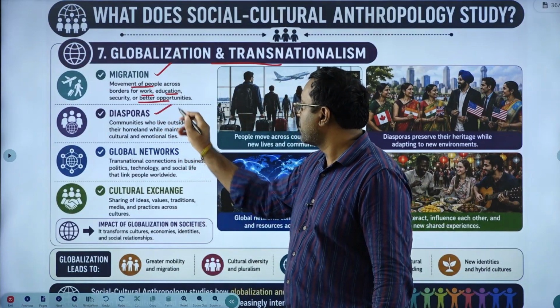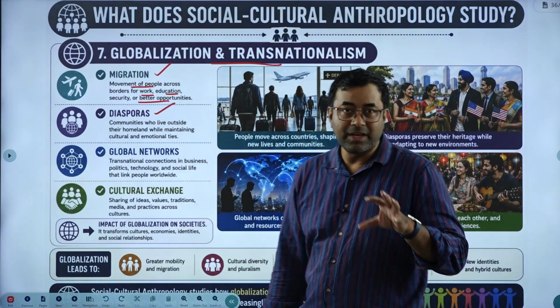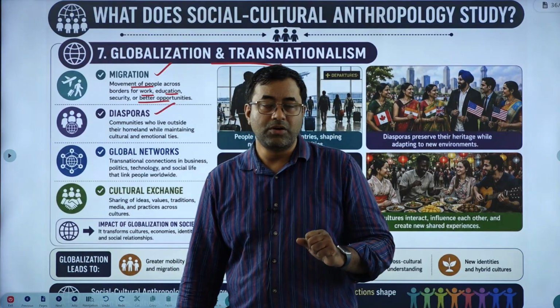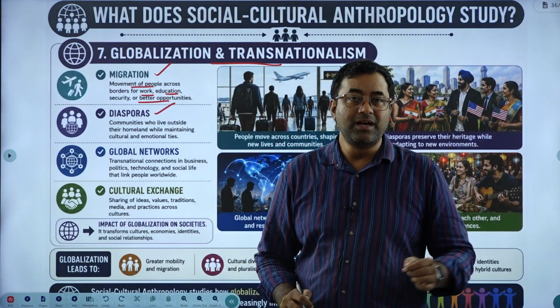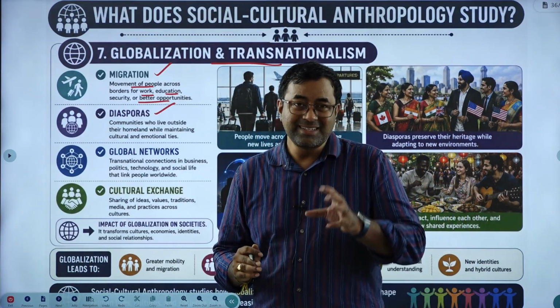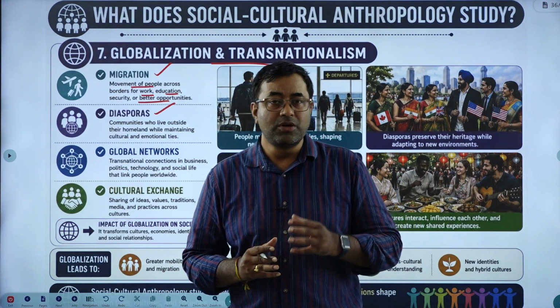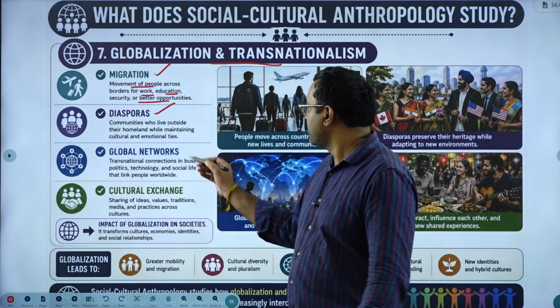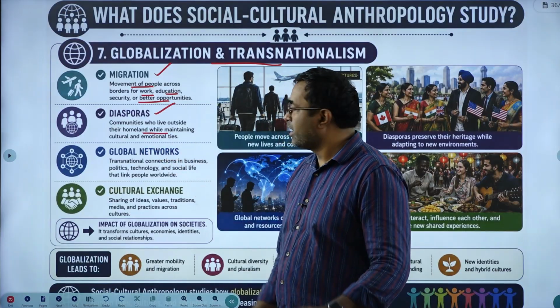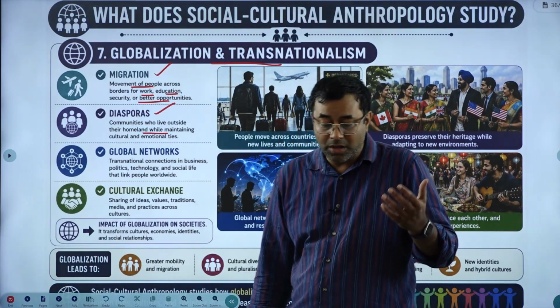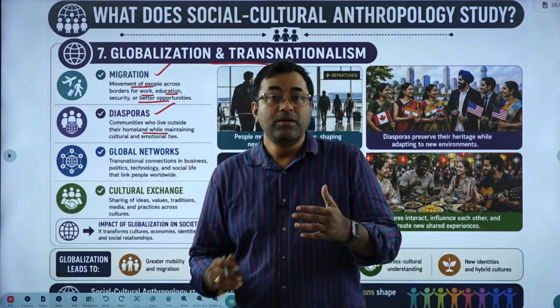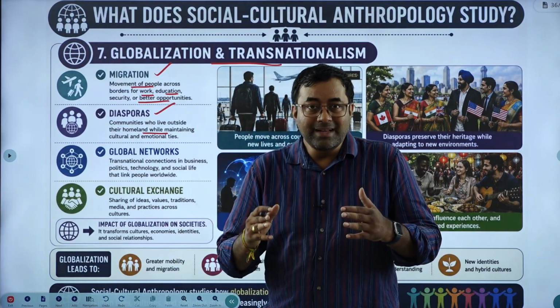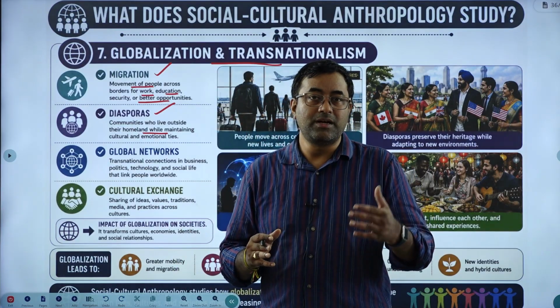Next one is diaspora. Diaspora are the people who are living in different countries. That means Indians who are residing in America and other countries are called a diaspora. The diaspora are people who are living outside, but they still have strong emotional ties with their motherland or ancestral land. That is what is called a diaspora.